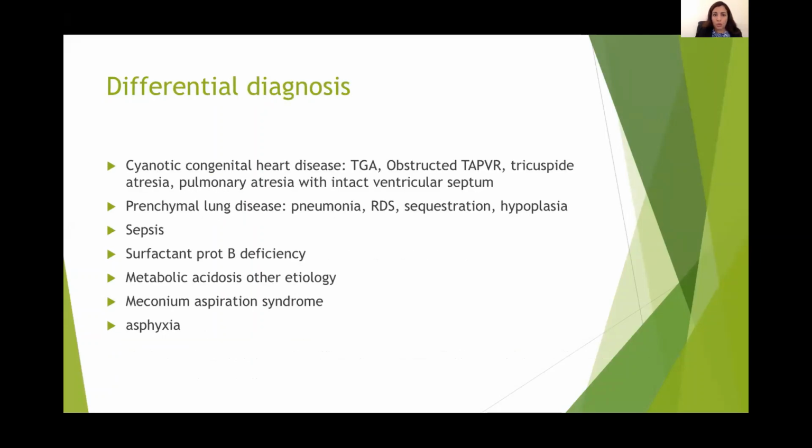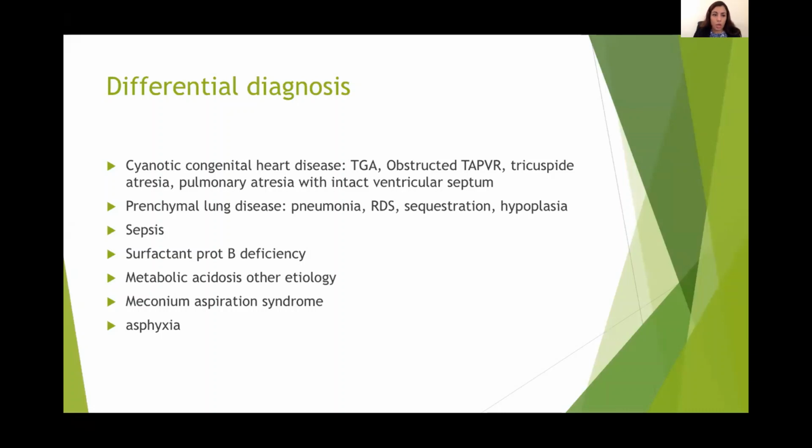We will have to rule out many different differential diagnoses, starting by the congenital heart diseases like TGA, obstructed TAPVR, tricuspid atresia, or pulmonary atresia with intact ventricular septum, or the parenchymal lung disease. So of course, we will do an X-ray. In the PPHN, most of the time, the X-ray will be normal, or we will just see cardiomegaly and increased right side of the heart, the ventricle. But if there is any pneumonia or sequestration or hypoplasia, it will be evident on the X-ray.